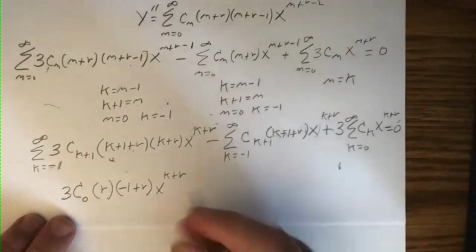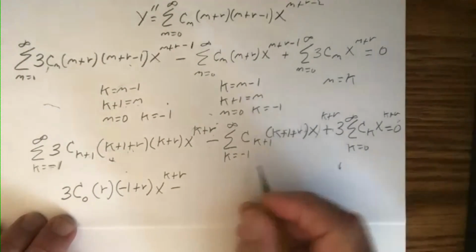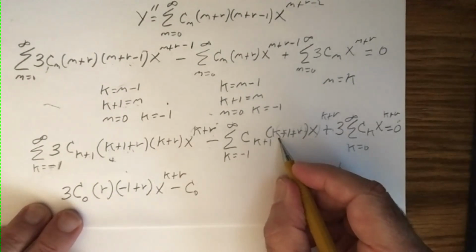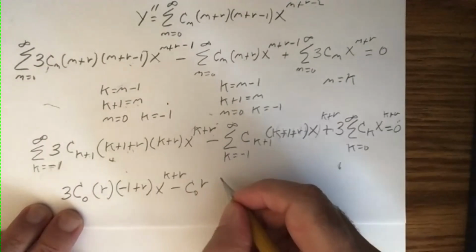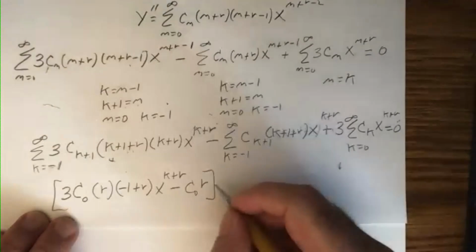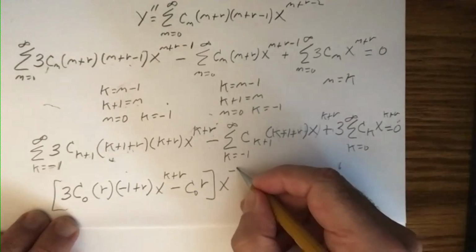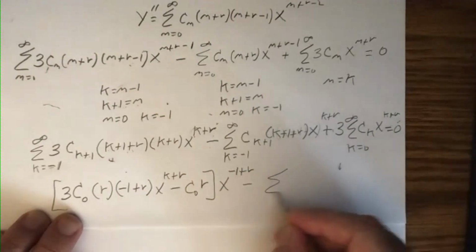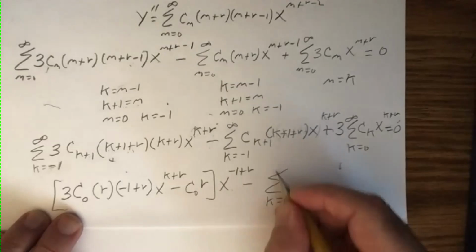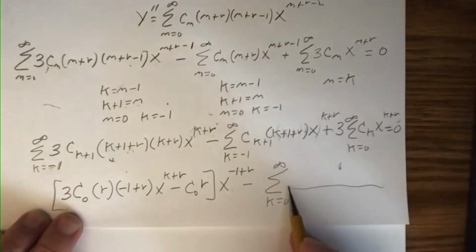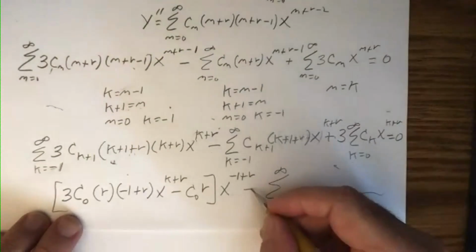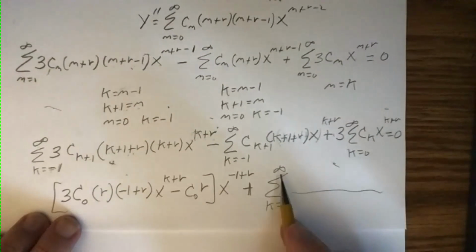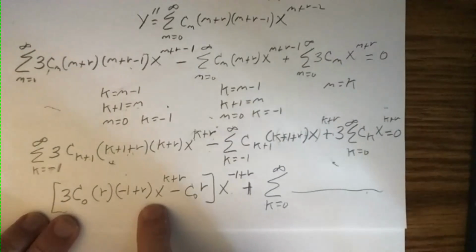Here too, I got to expand out the first term. So now I'm going to get a minus, and this is going to be a C0. Now when I put a -1 in here, this is just going to be R, and this whole thing is times X to the -1 plus R, right? Because K is -1. Everything now would be under a common summation sign, starting with K equals 0, all right? So let me work on this.